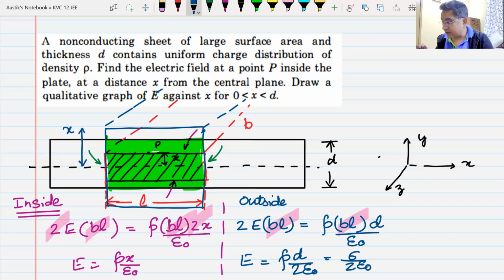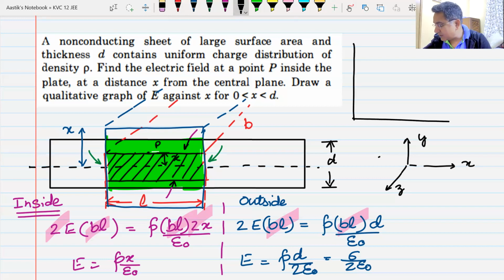If you plot a graph, and remember all these graphs, the reason I'm plotting every time is that these graphs are quite popular these days. How does the graph between electric field and X look like? They might not ask you the values. They might just give you the 4 graphs. What is the electric field? How does the graph look from the central plane?